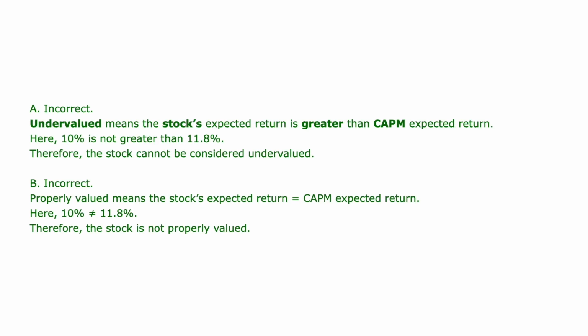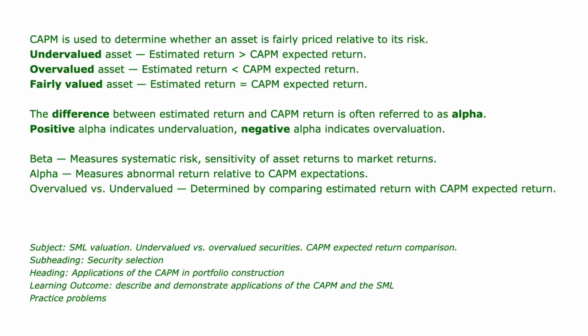Undervalued equals estimated return higher than CAPM return. Properly valued equals estimated return equals CAPM return. Neither applies here. Overvalued equals estimated return less than CAPM required return. The difference, alpha, is negative, indicating overvaluation. Investors are not adequately compensated for the risk.